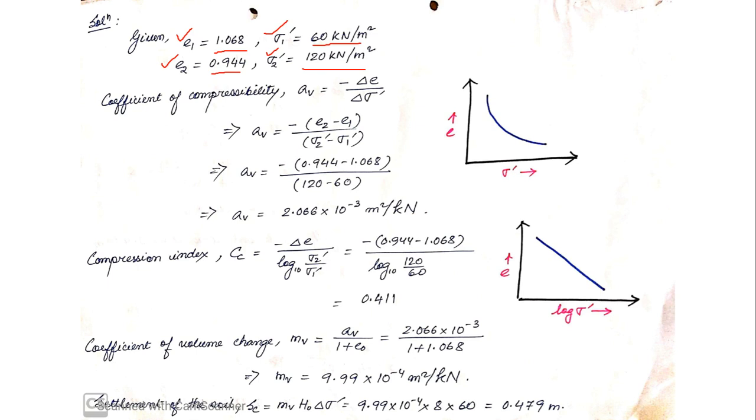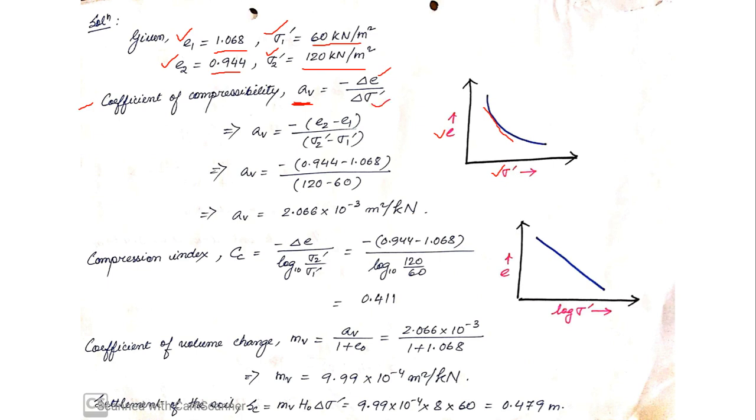Here we calculate the coefficient of compressibility, which is denoted by av. Now we know that av is the slope of the curve plotted between void ratio and effective stress. So this is the curve, and the slope of this curve gives me the coefficient of compressibility. Now how do I calculate the slope? It is change in void ratio divided by change in effective stress.